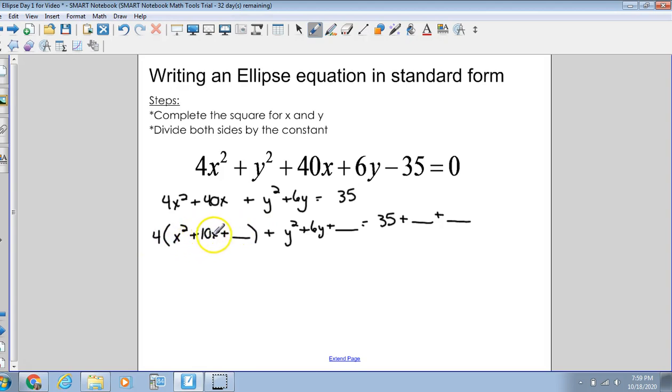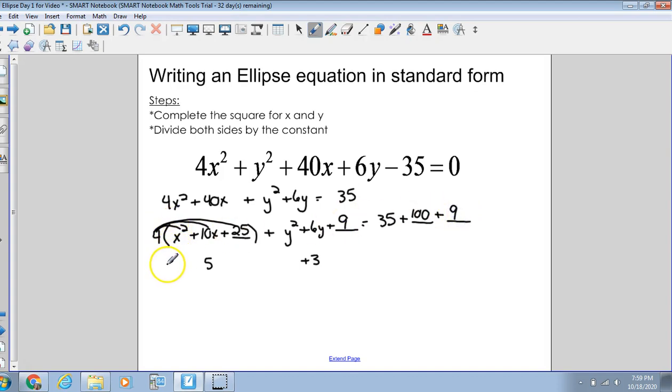Now let's complete the square. For our x's, when we take half of this 10, then we get 5. 5 squared makes 25. So whatever we add to the left-hand side, we have to add to the right-hand side. But remember, this isn't just 25, because this 4 has to be distributed to each of these. So this is really 4 times 25. We really just added 100 to the left side, so we need to add 100 to the right-hand side. And with our y's, we take half of the 6 and we get 3. 3 squared makes 9. We'll add 9 to the right-hand side.